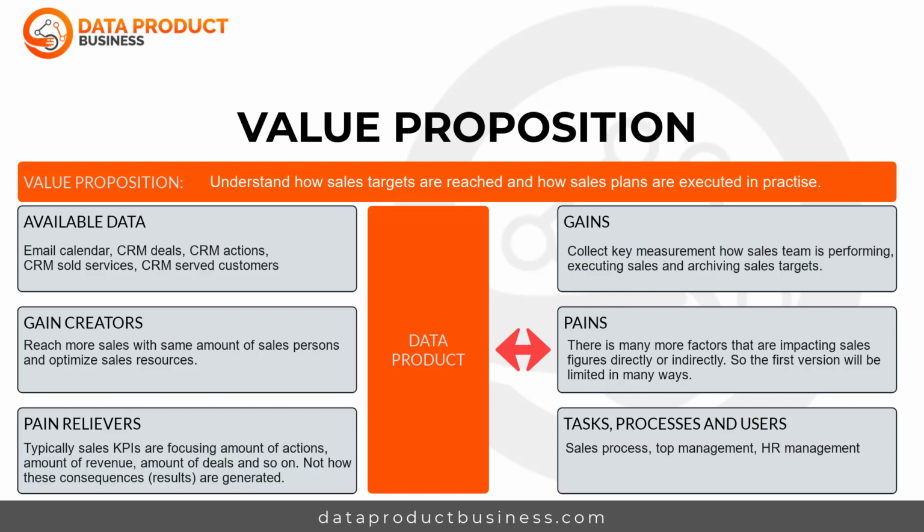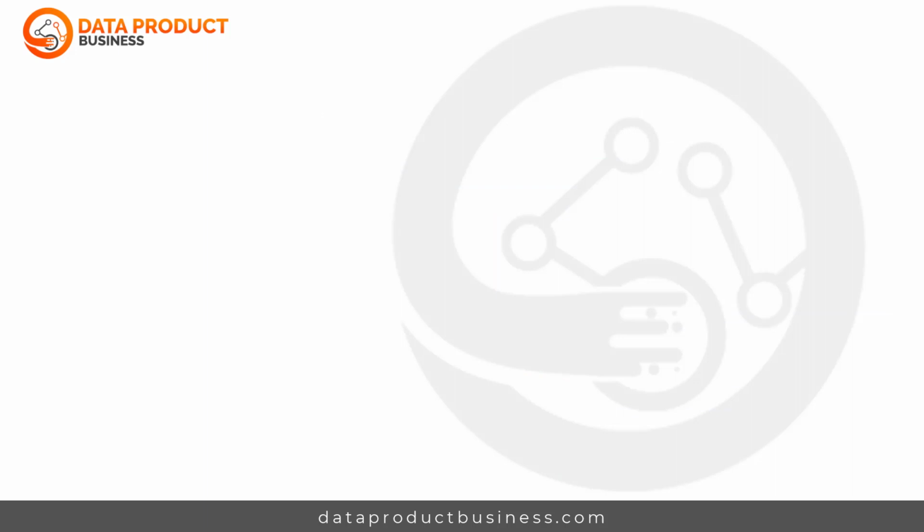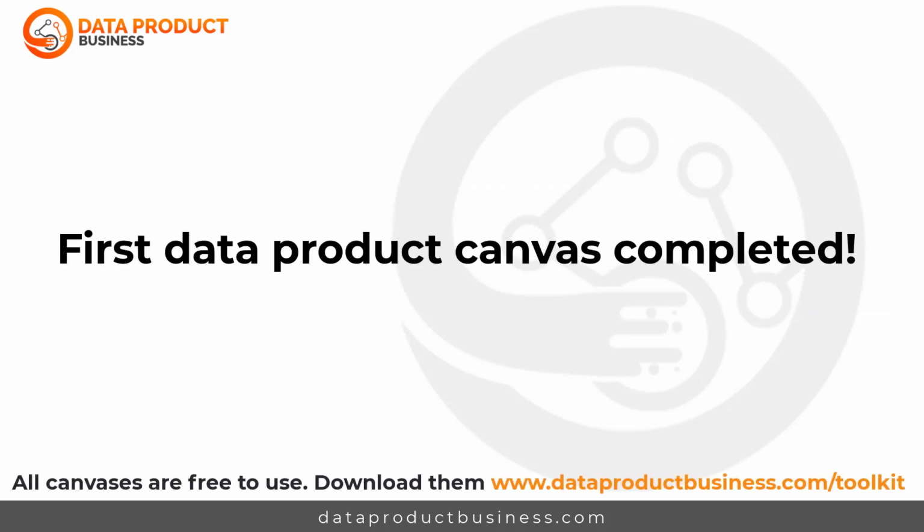While defining this data product, we realized that it might reveal something that this company did not know before, as they were measuring only results, meaning consequences, not, for example, how many customers were left unserved because of too many internal meetings. And we are done. First data product canvas successfully completed, and example usage done.